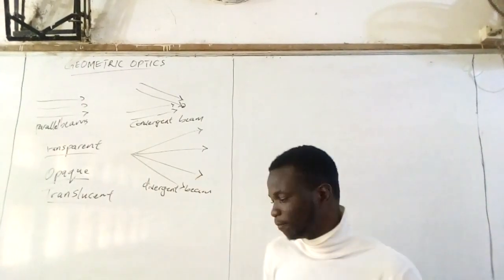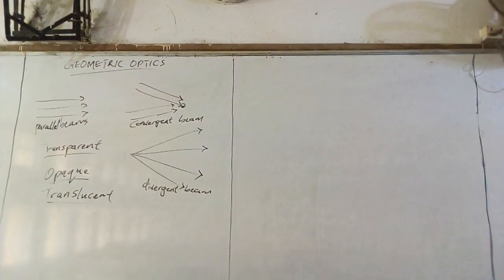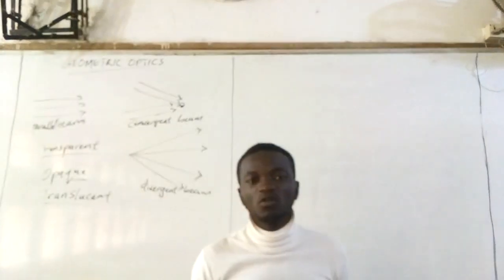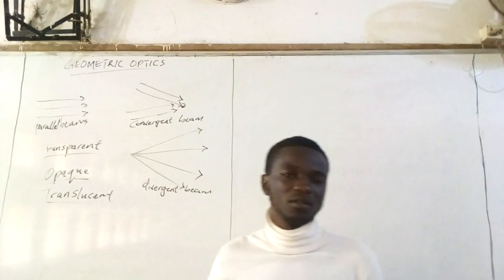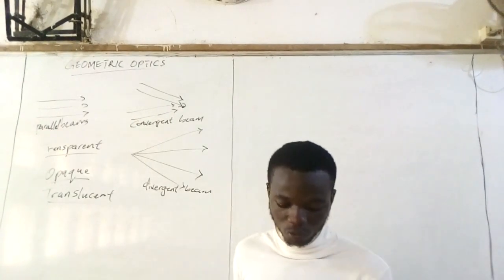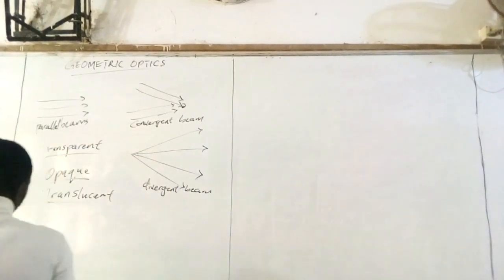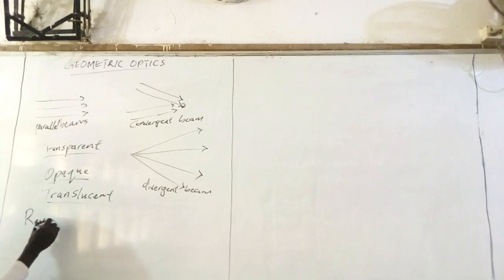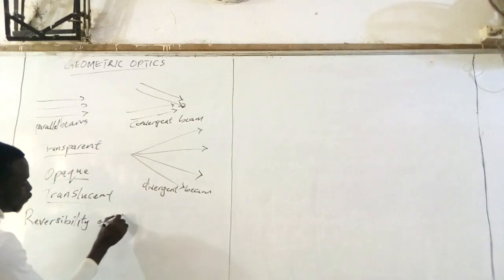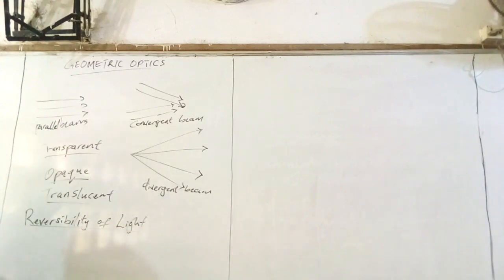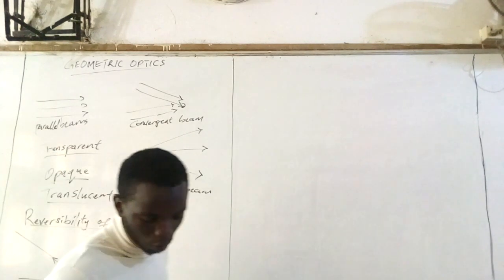Then light travels. When light hits a particular surface, it always returns back in the direction in which it was propagated. So we call that the principle of reversibility of light. So this is saying that if we have a plane surface and a ray of light is incident on that surface, then it is going to be reflected in the same path in which it was incident.